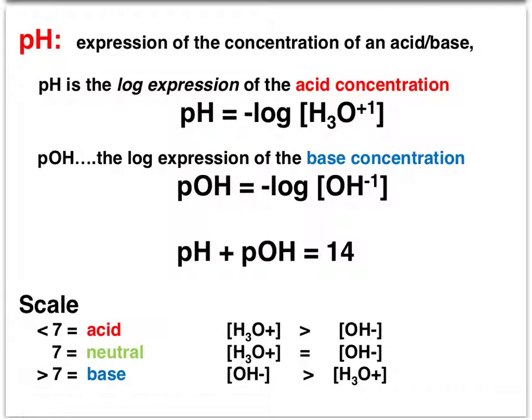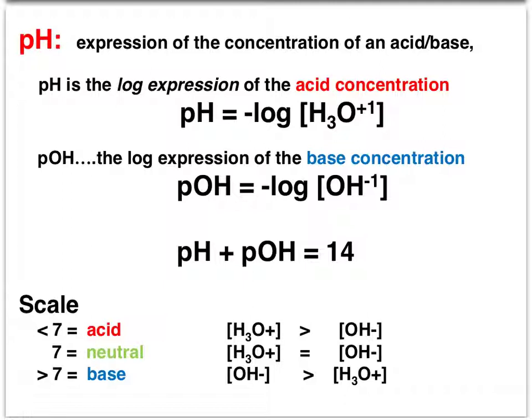Remember that pH is the expression of the concentration of the ions that determine whether something is an acid or a base. pH is a log expression of the acid concentration, the molarity of the hydronium ion, where pOH is the log expression of the base concentration, the hydroxide ion concentration. pH values and pOH values can add together for a solution to equal 14. Therefore, if you have one, you can calculate the other.